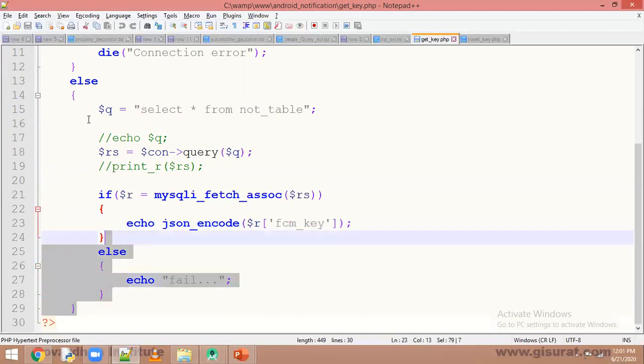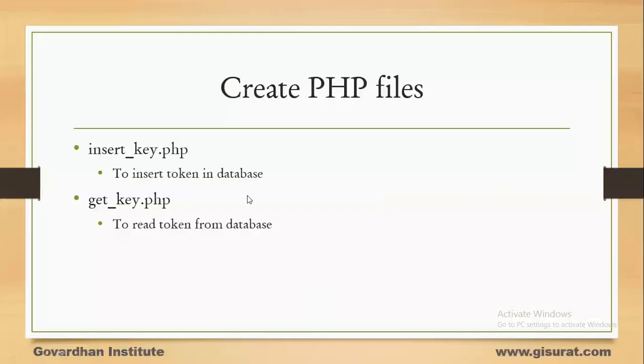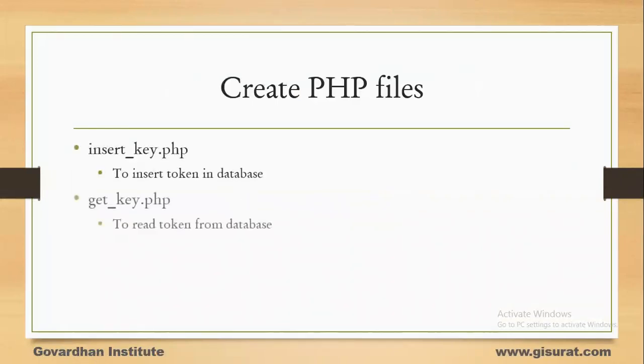Now that's a typical code. It's a simple PHP code to read the data from the database and just return the key. Okay, that's it. Now let me resume our slide. So we create the database. We just write some code in a PHP file to deal with the database.